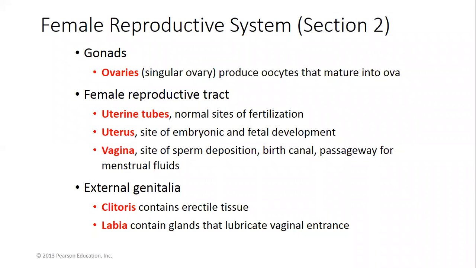The female reproductive tract includes uterine tubes. Think uterine tubes are similar to the vas deferens. The uterus is a site of embryonic and fetal development, and the vagina is the site of sperm deposition, which is also called the birth canal, but it's a passageway for menstrual fluids as well. So if fertilization doesn't occur and baby is not created, then a menstrual period happens roughly once a month, but it varies.